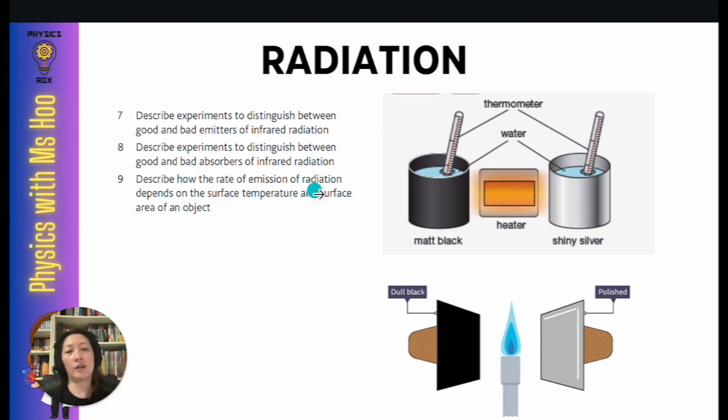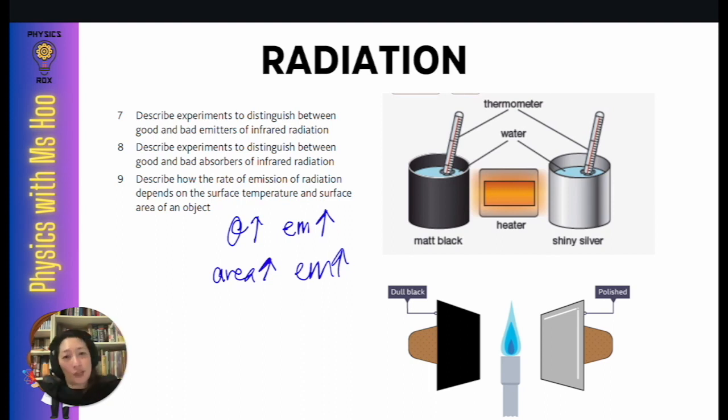In terms of the rate of emission of radiation and how it depends on the surface temperature and surface area of an object, this is also quite logical, because obviously if the surface temperature is higher, then the rate of emission would also be higher, because greater temperature, more energy to release. I'm writing this all in short form. If the surface area was greater, also the emission rate would be higher, because there's just more surface from which the radiation can be emitted. So in this case, you just need to be able to describe. You don't really have to explain.